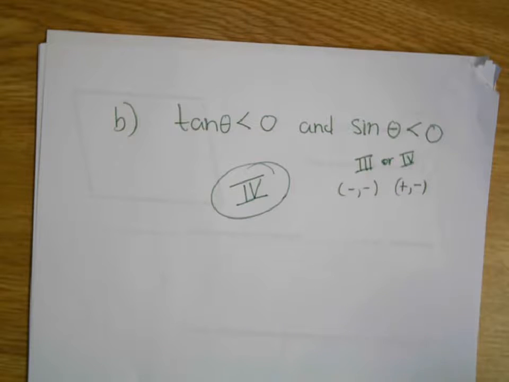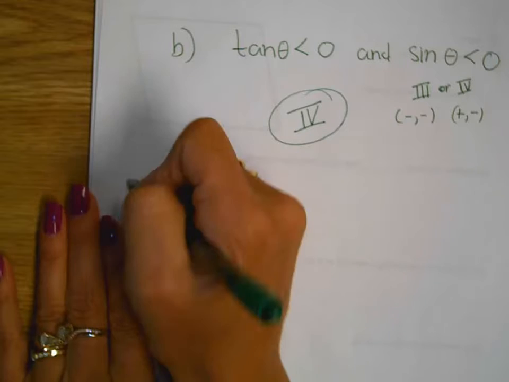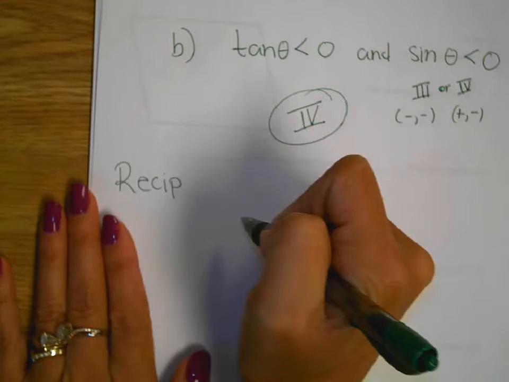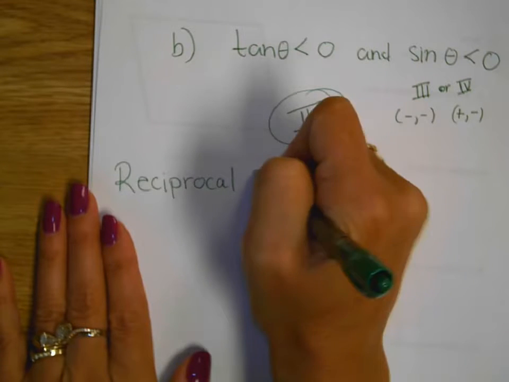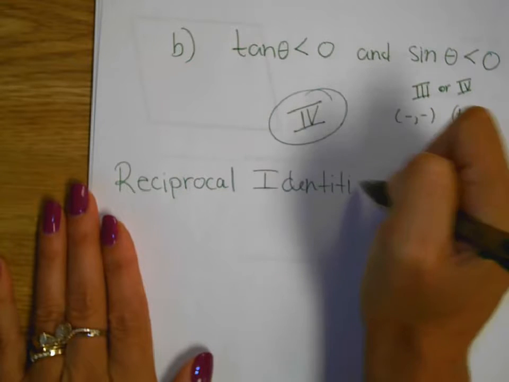Oh, identities. Yay. Well, let's see what goodness we have. Oh, nice. Identities today. Okay. Reciprocal identities. You already know these. Reciprocal identities. Little fact families.